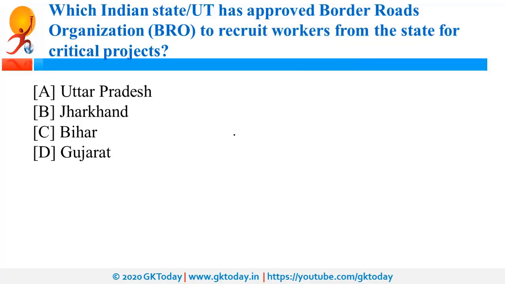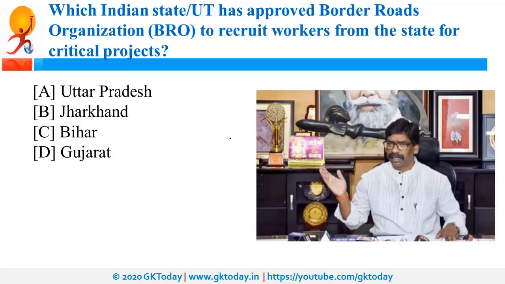Which Indian state or union territory has approved BRO, that is Border Roads Organization, to recruit workers from the state for critical projects? So recently a memorandum of understanding was signed between BRO and Jharkhand, and the Chief Minister of Jharkhand, Hemant Soren, approved the BRO to recruit over 11,000 workers from the state for critical projects. Now what is BRO? It is Border Roads Organization, and it is under Ministry of Defense. Now BRO developed Route 606. Answer in comment box. This Route 606 is associated to which country?